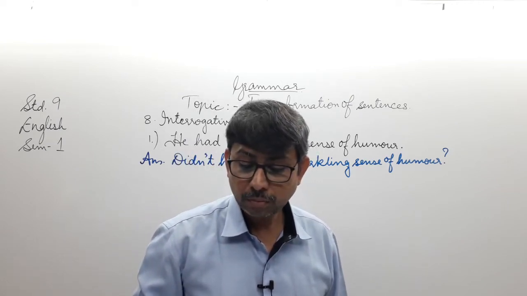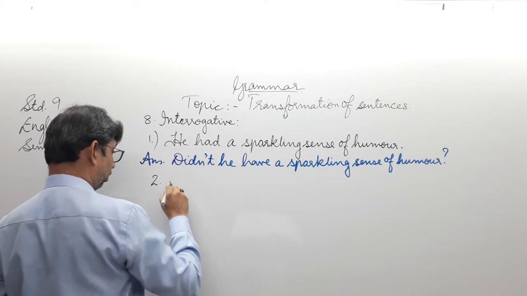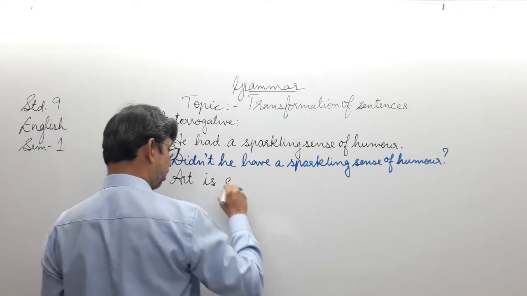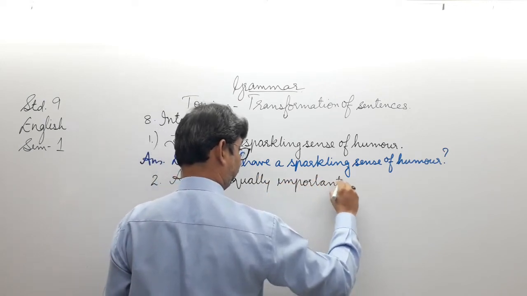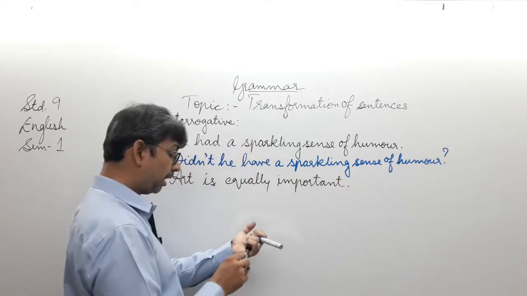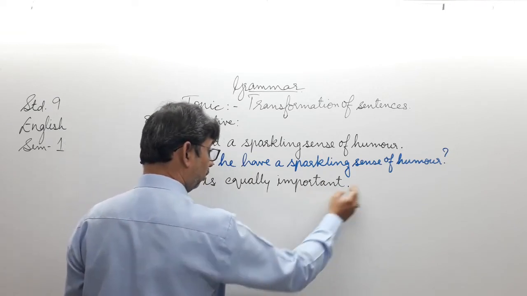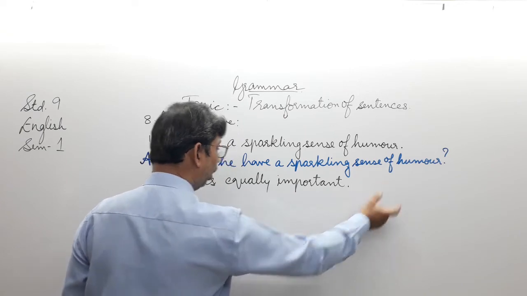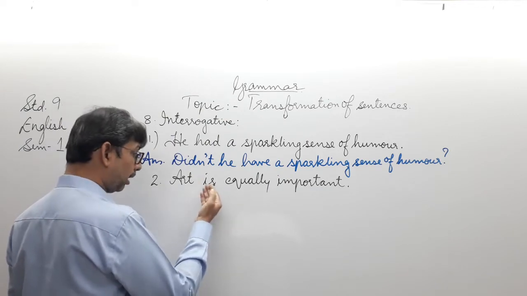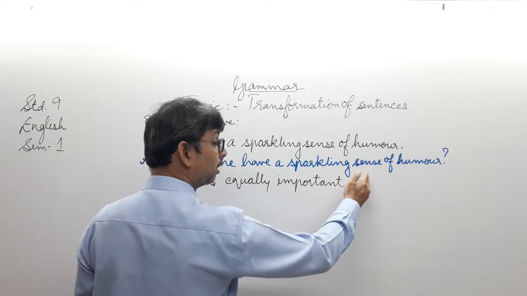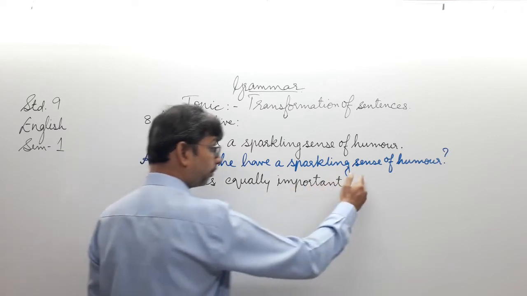Next example, art is equally important. A statement. An affirmative statement, it's a non-textual sentence that I have picked up. Art is equally important. Now think about the question tag, which will help you in turn to make it into an interrogative form. Is the auxiliary verb, as you can see over here. This can be used to get our question tag, and the same question tag can be used to make our interrogative sentence. Art is equally important, isn't it?